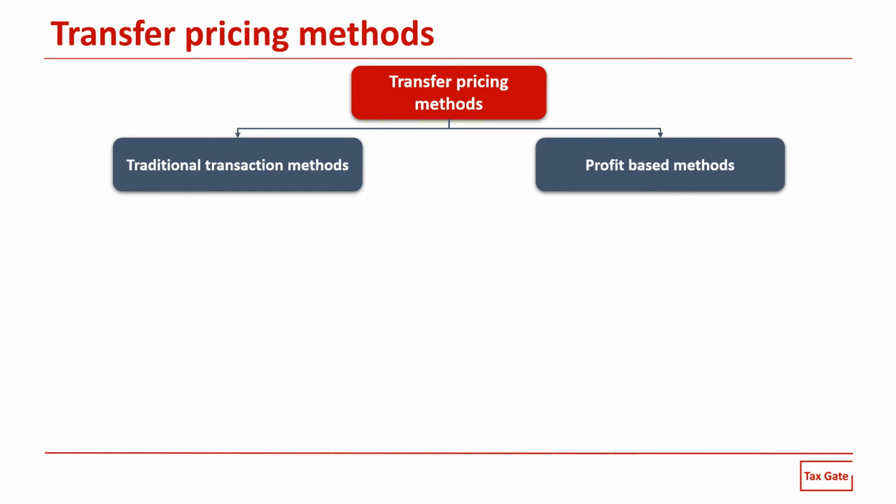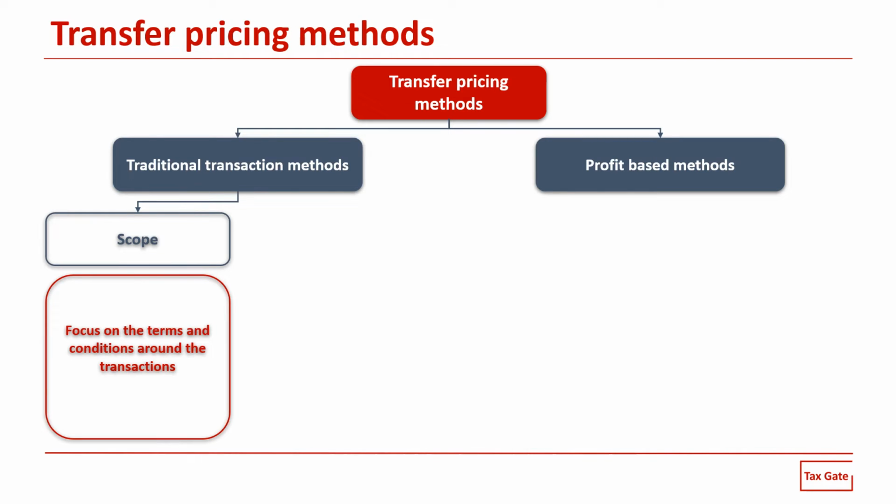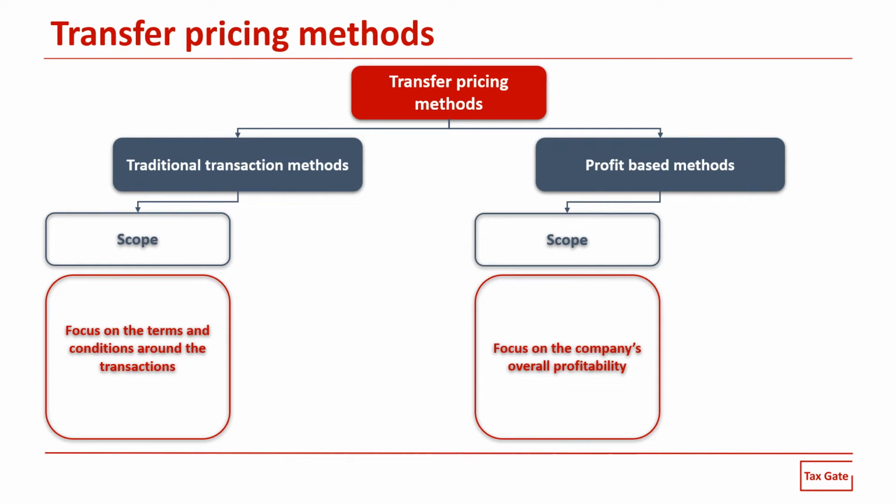Well, while the traditional transaction methods focus on the terms and conditions around the transactions, the profit-based methods focus on the company's overall profitability. So, as we were saying, the traditional transaction methods measure the terms and conditions of actual transactions between independent enterprises and compare them with those of a controlled transaction. However, the profit-based methods measure the level of profits realized from controlled transactions and compare that with the profit level realized by independent enterprises in comparable transactions.